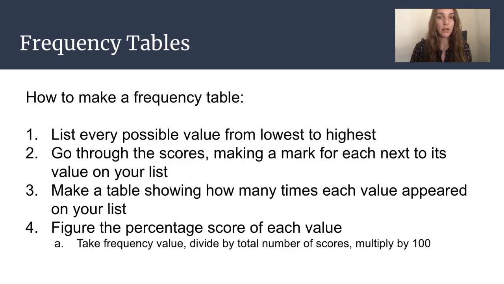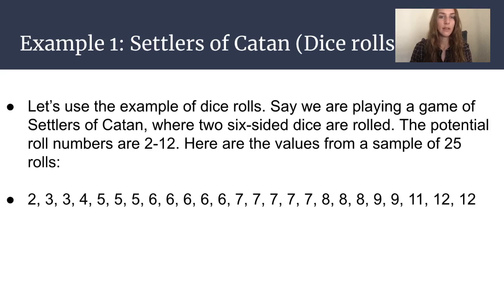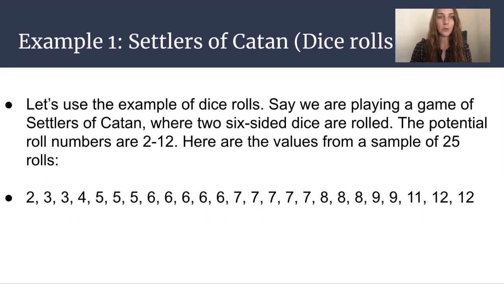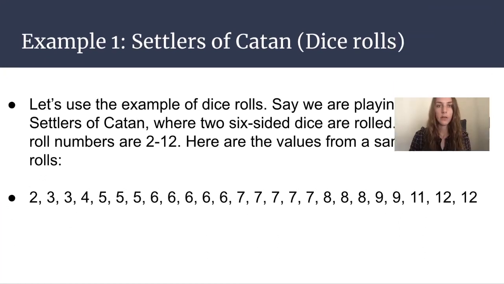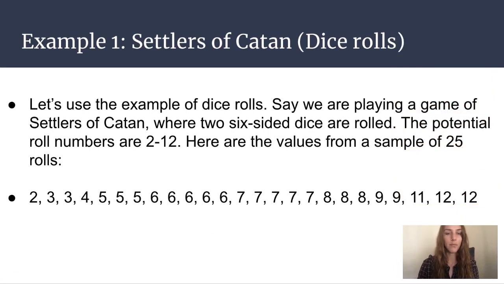And what data set are we working with? Let's start with some dice rolls. All right, let's take a look. This is an example from Settlers of Catan, a board game we may be familiar with. In the game, you roll 2 6-sided dice. That's all you need to know for this example. You roll 2 6-sided dice on every turn.